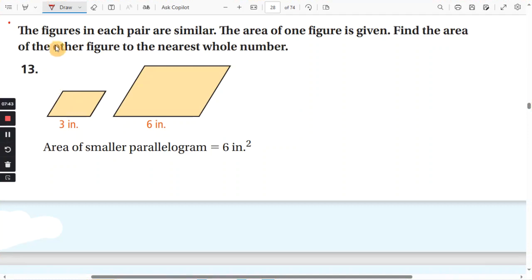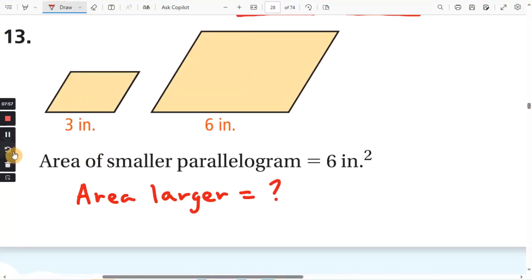All right, number 13, the figures in each pair are similar. The area of one is given. Find the area of the other to the nearest whole number. Okay, that means round off, no decimal places. So let's look at 13. So they said they want us to find the area of the other figure. They gave us the area of the smaller, so we need to find the area of the larger.